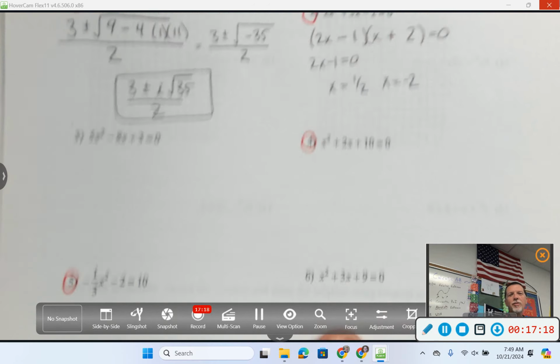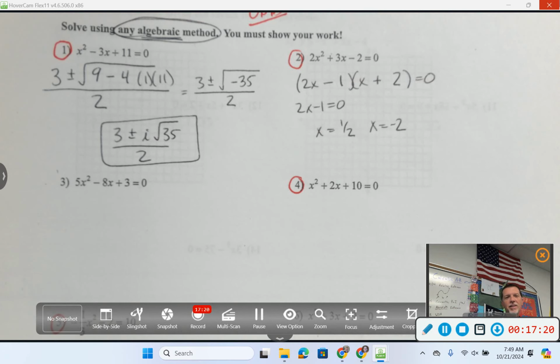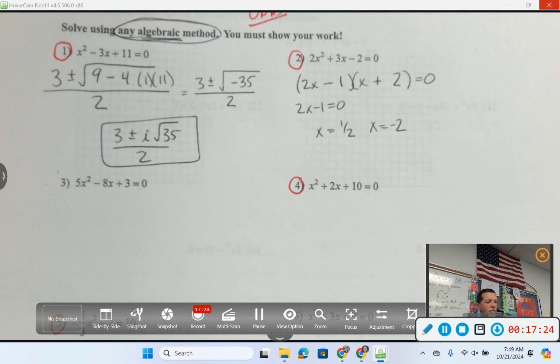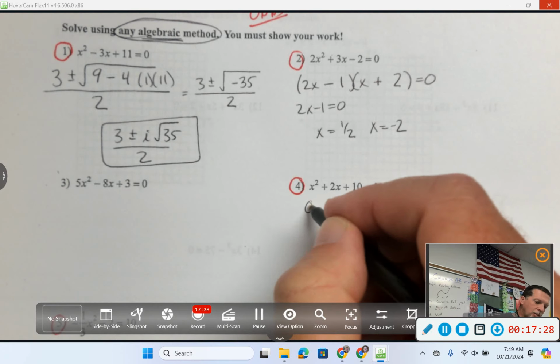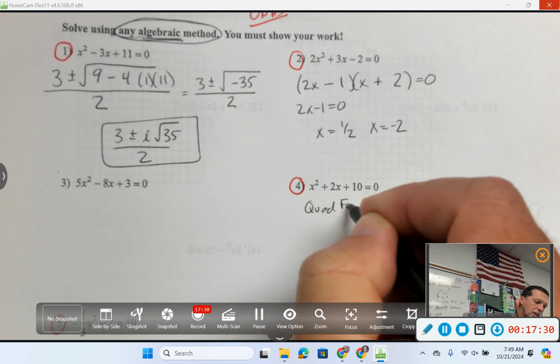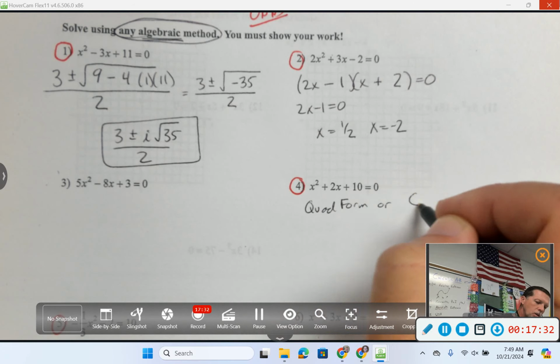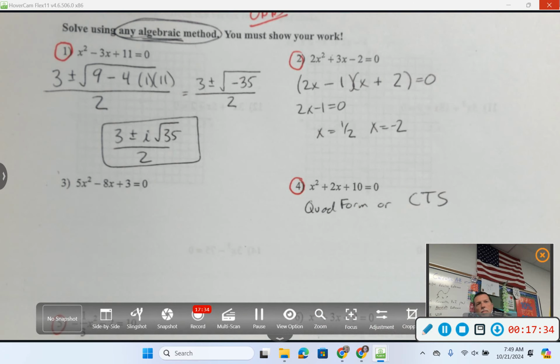I circled number 4, but I don't know that we need to do number 4, because what method would you use for number 4? Let's phrase it that way. You'd have to use either the quadratic formula or complete the square. It wouldn't be a hard complete the square. And we are doing the odds, so you don't need to do that one at all. How about number 5?